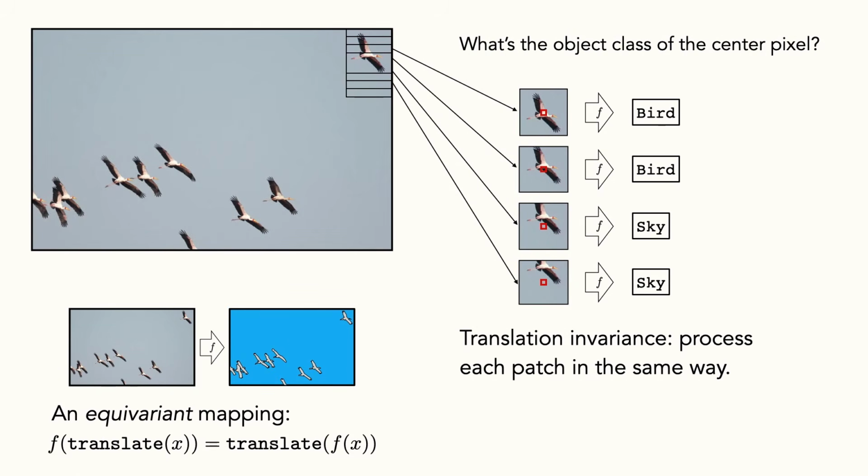And why would this be a nice thing to have for something like semantic segmentation? Why does this make sense as an inductive bias, or a hypothesis, for images and for categorizing like this? Yeah.